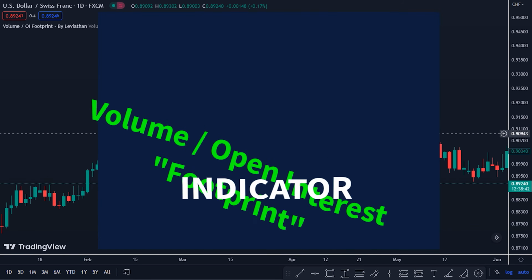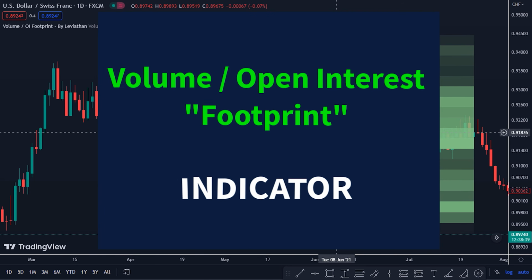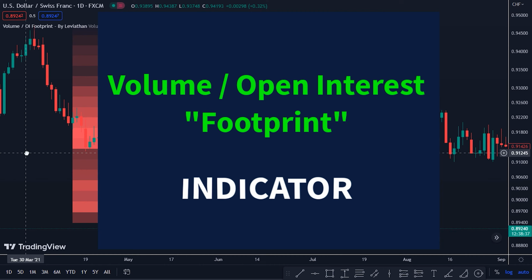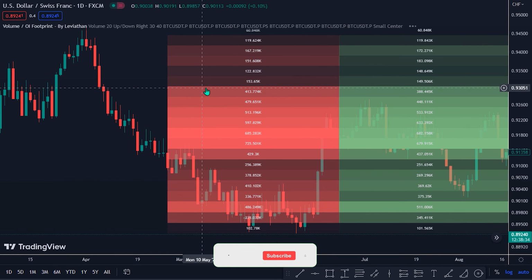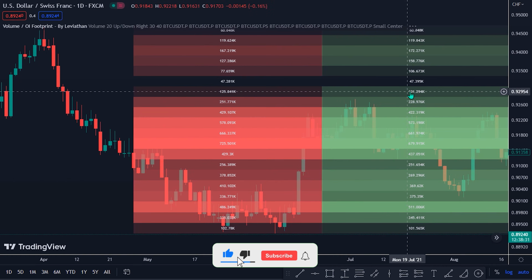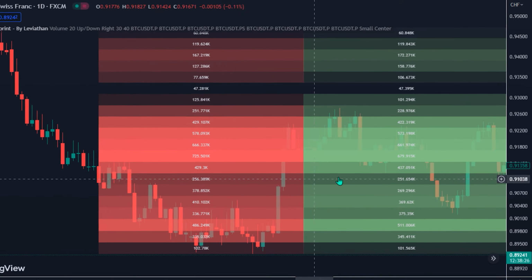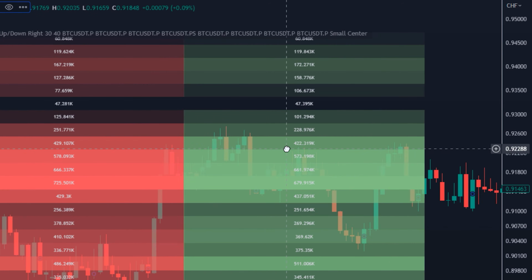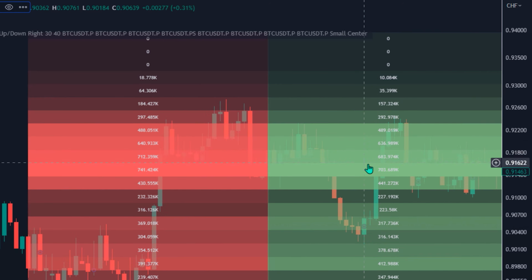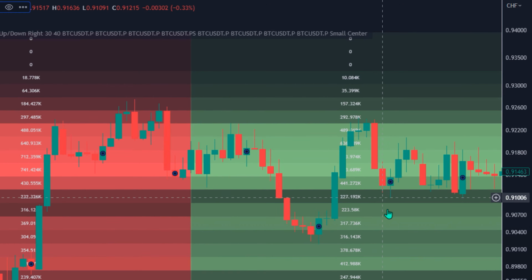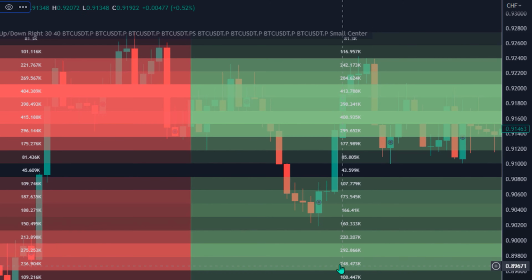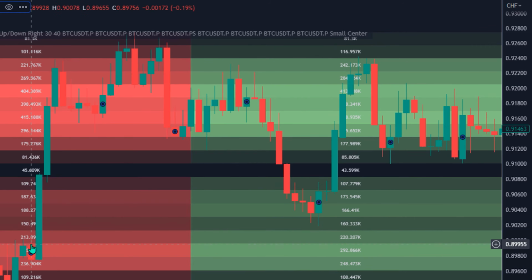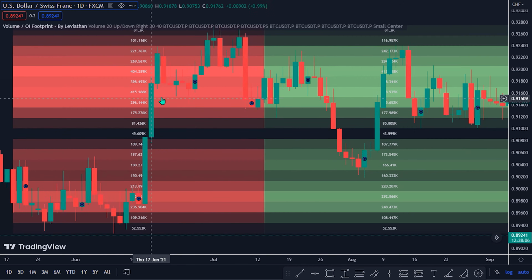In this video, I will show you how to use the volume open interest footprint to detect market trade opportunities. The volume open interest footprint is an indicator that generates a footprint style bar profile based on the aggregated volume or open interest data within your chart's visible range. Traders can choose from three different heat map visualizations: volume data / OI data, total volume / total OI, and buy versus sell volume / OI increase versus decrease.